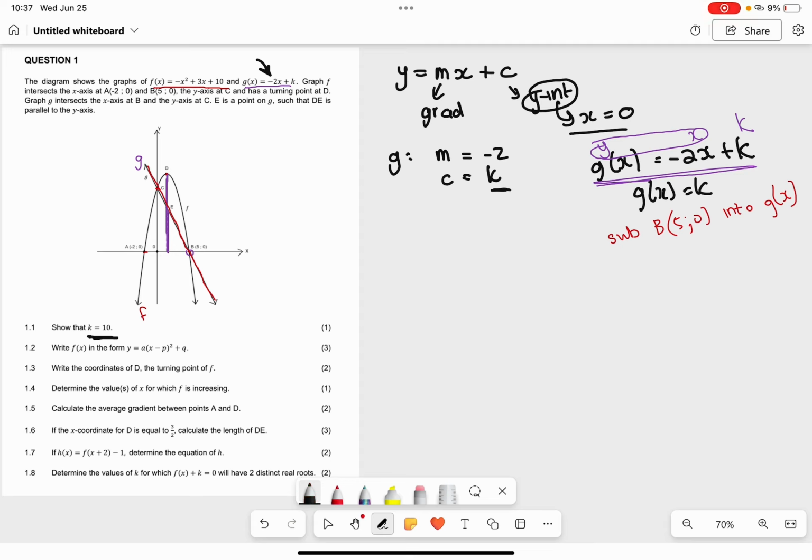That was 1.1. Now write f of x in the form y is equal to a(x minus p) squared plus q. Remember this format here: it tells us that p and q are the coordinates of the turning point. So the turning point will give the values of p and q. If you can find a way to figure out what p and q are equal to, you'll be fine. Okay, so look over here.